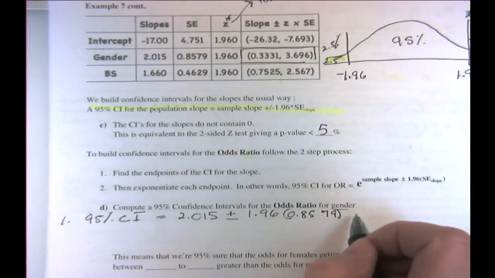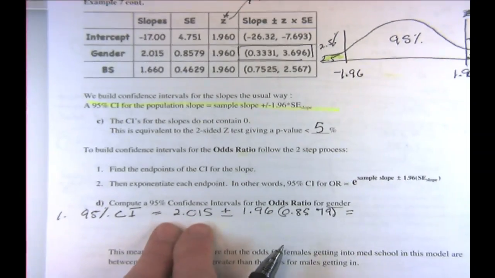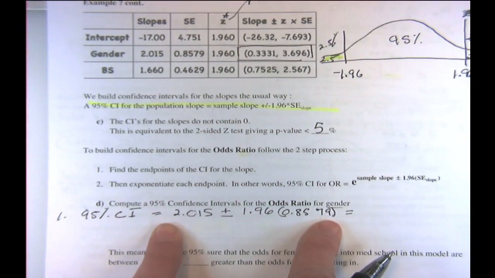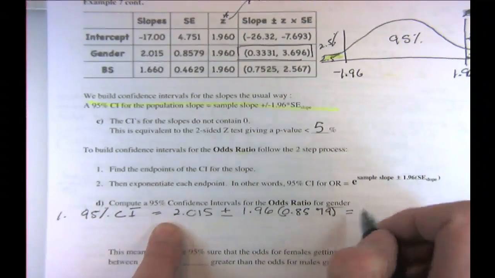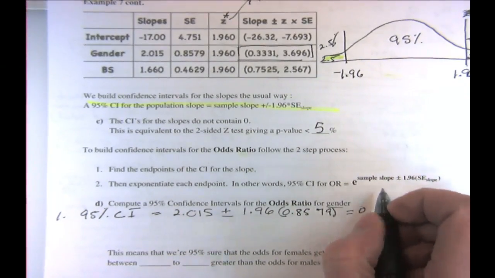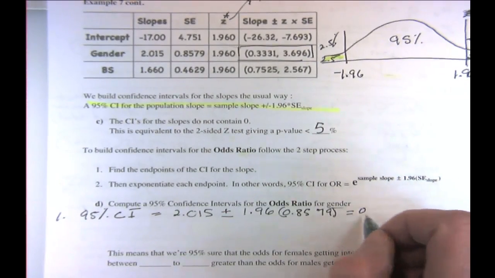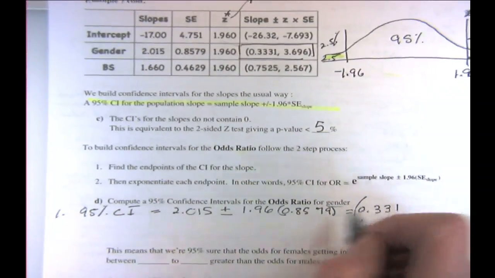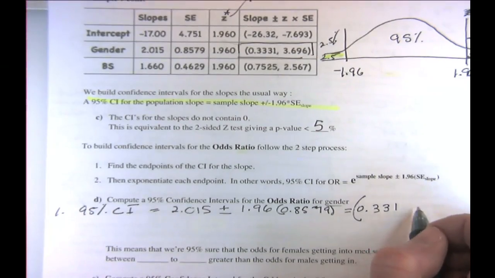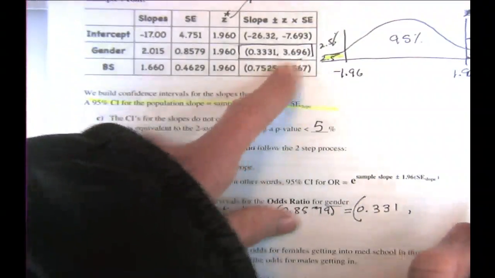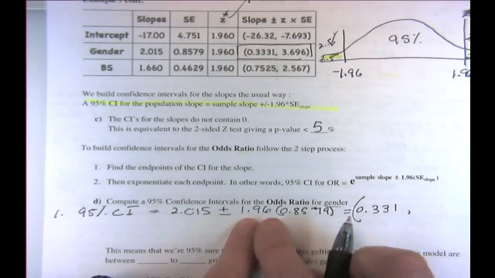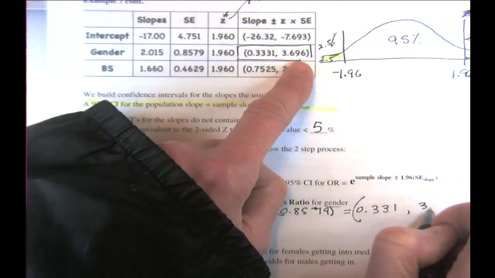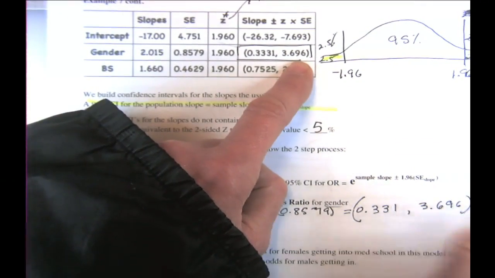And okay, when we subtract 2.015 minus twice that, or 1.96 times that, we get 0.331. I'm just copying from here. I assume we have to get that. And then all the way up to, we're just adding 1.96 times that, and we must get that. So that's our confidence interval.